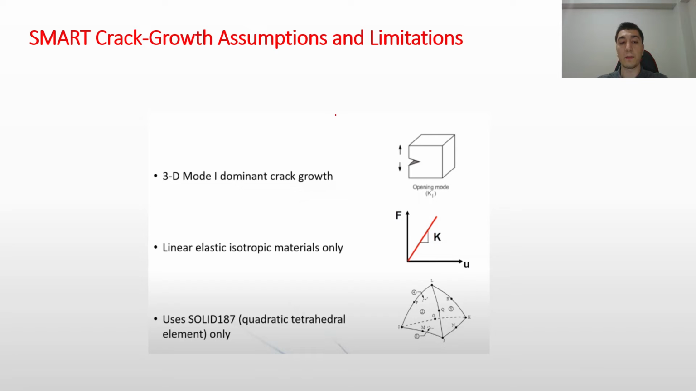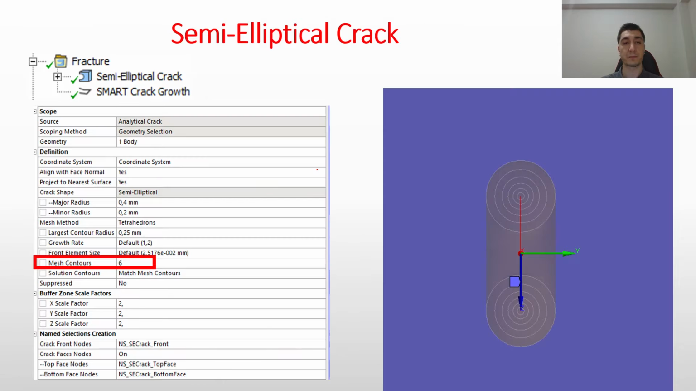So to make it more understandable, there is a picture. 3D mode 1 dominant crack growth. Mode 1 should be dominant in that case. And also material should be linear elastic. Here's the quadratic tetrahedral element, which is SOLID187 in ANSYS. So we are going to define a semi-elliptical crack in our analysis by using the fracture tool.